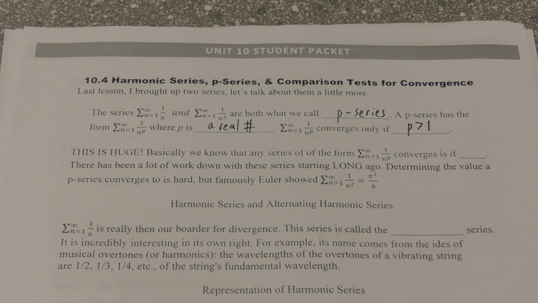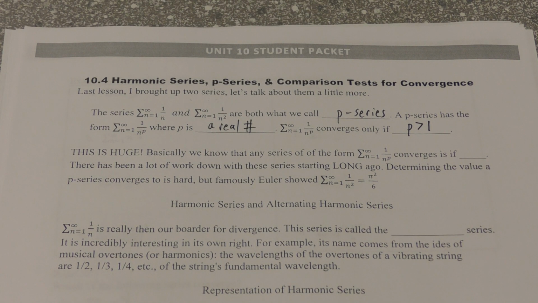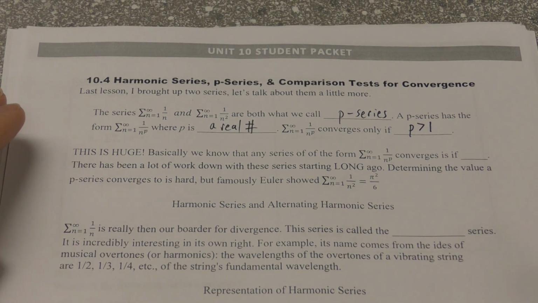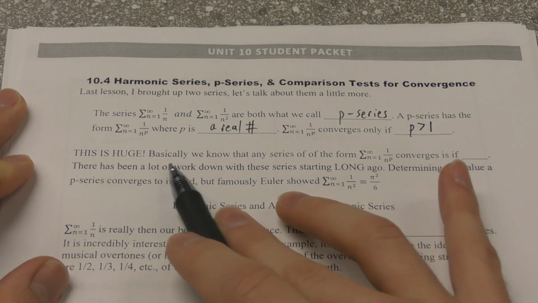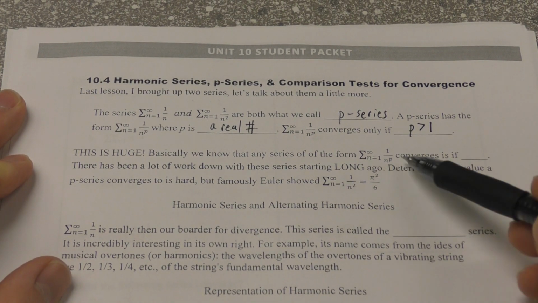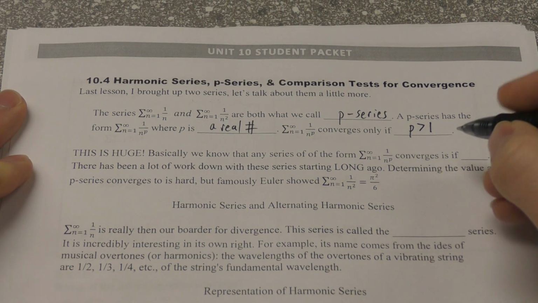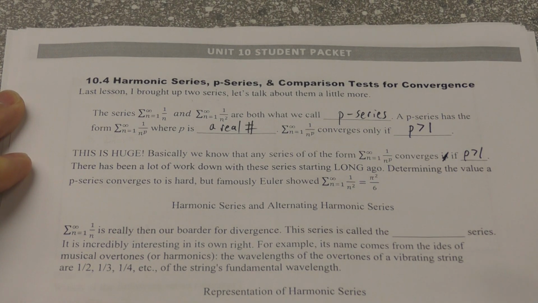And this makes things actually really simple. As long as we remember that rule as we're dealing with different series, and can get our mind thinking about whether or not the P value is greater than 1, then we are in pretty good shape. Basically, we know that any series of this form converges if P is greater than 1. Not greater than or equal to 1, but greater than 1.